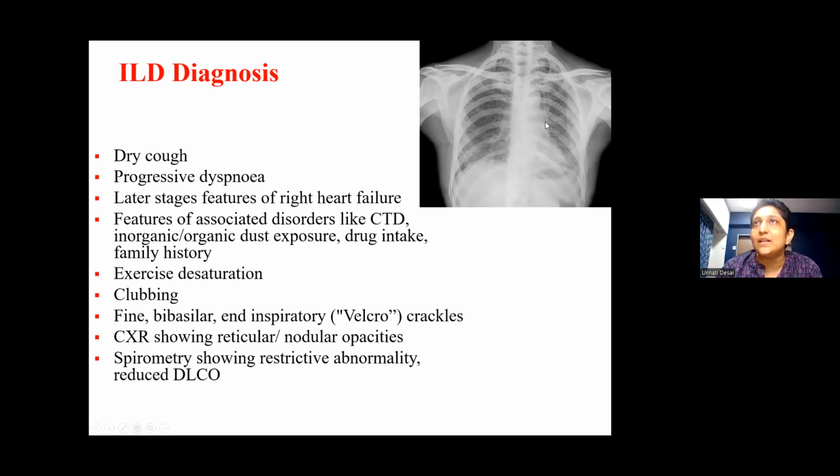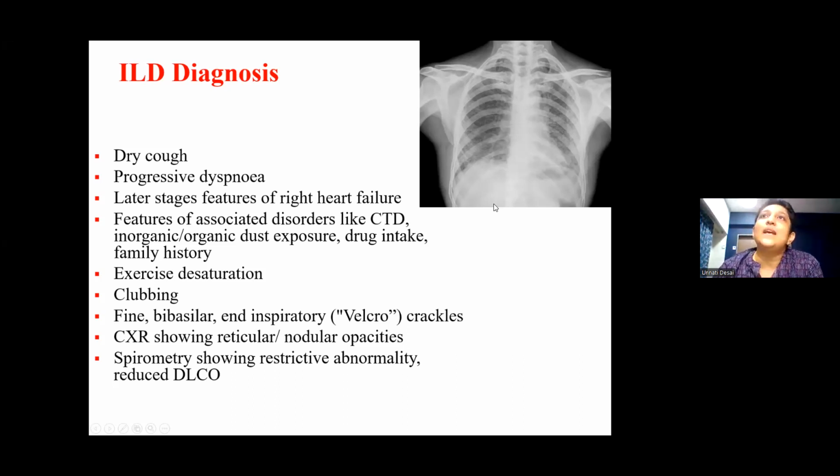As you can see here, there are certain linear opacities seen on the X-ray, which are known as reticular opacities, and there are certain dots or points seen on the X-ray, which are known as nodular opacities. So ILDs classically have reticulonodular opacities. Mind you, an X-ray is not diagnostic of ILD.